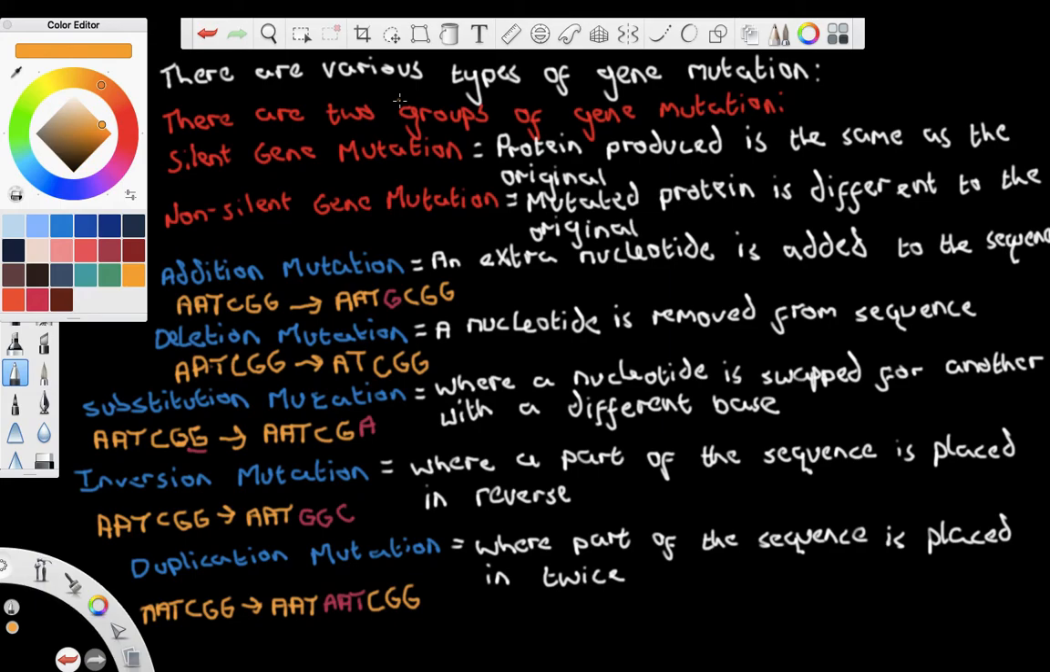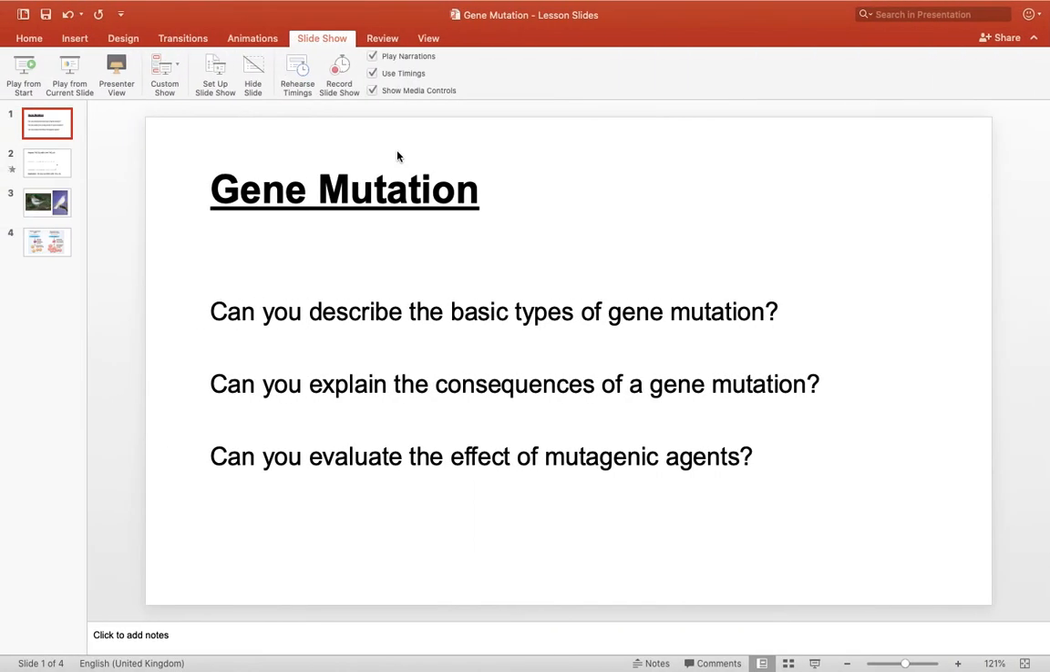There are addition mutations where an extra nucleotide is added to the sequence. There are deletion mutations where a nucleotide is removed from the sequence. Substitution mutations where a nucleotide is swapped for another with a different base. Where a part of the sequence is placed in reverse, inversion mutations. And duplication mutations where a part of the sequence is placed in twice.